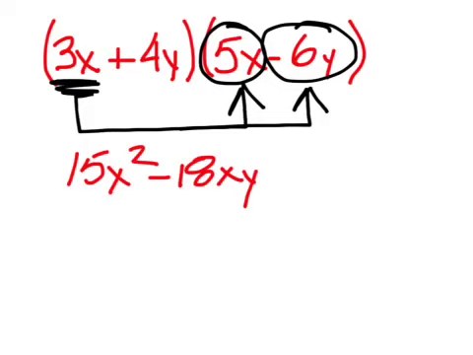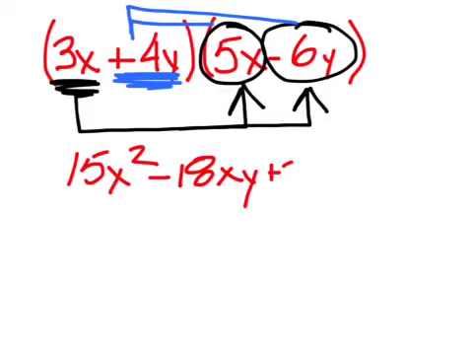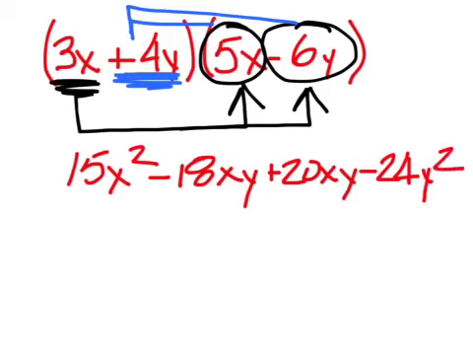So then I'll change color here to blue. We're going to go with this one now and multiply it by each of these. So when we do that, we have 20xy and then minus 24y squared.